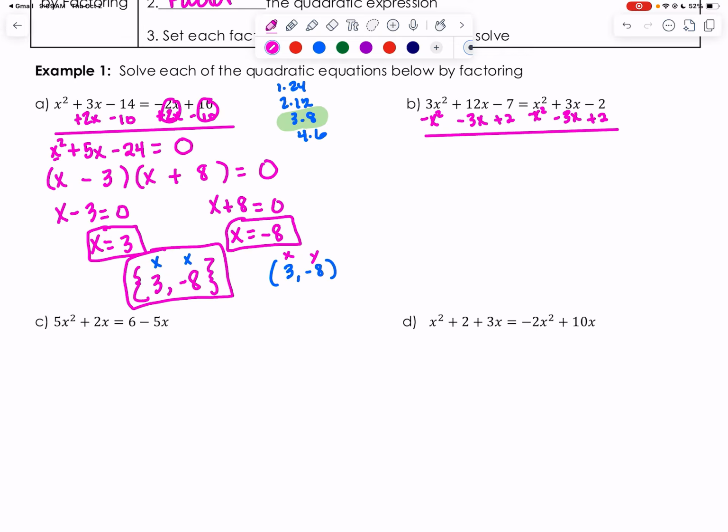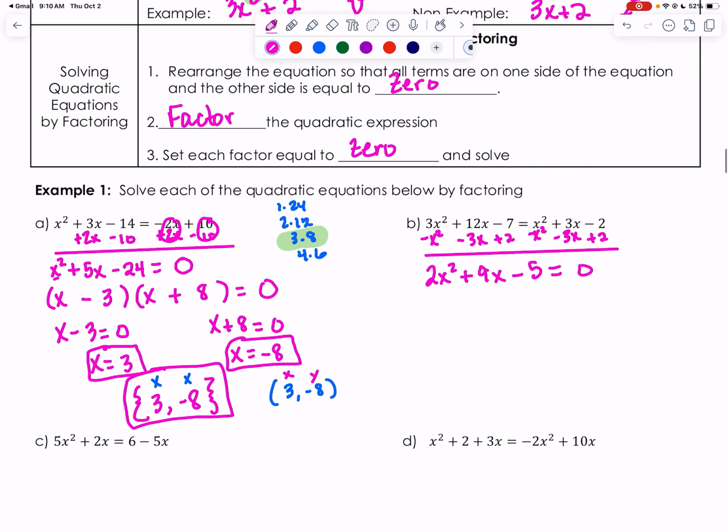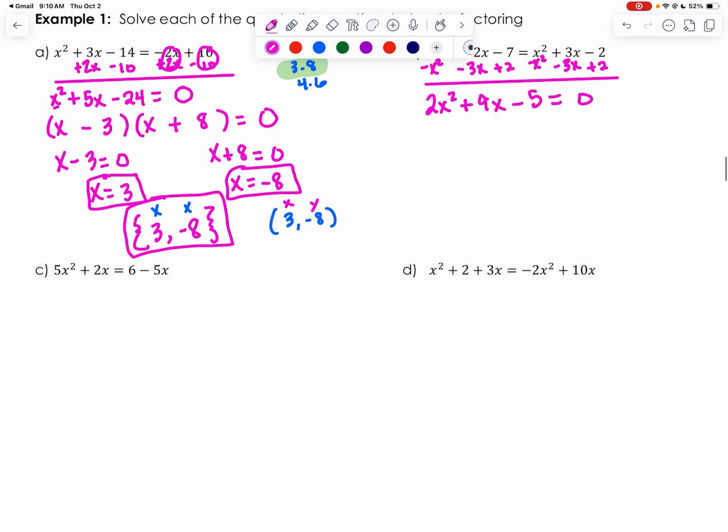Now when we do that, 3x squared minus 1x squared is 2x squared. 12x minus 3x is 9x. Negative 7 plus 2 is negative 5. And that's equal to 0. All right, so we did step 1. We rearranged the equation so that all the terms are on one side of the equation. Step 2 is to factor the quadratic expression.